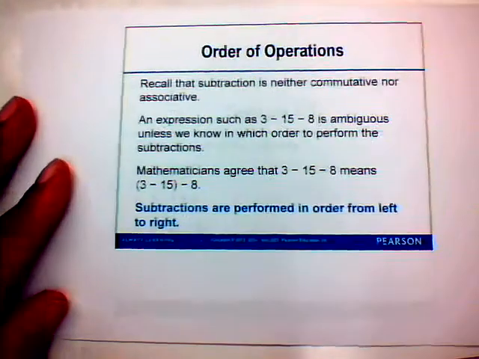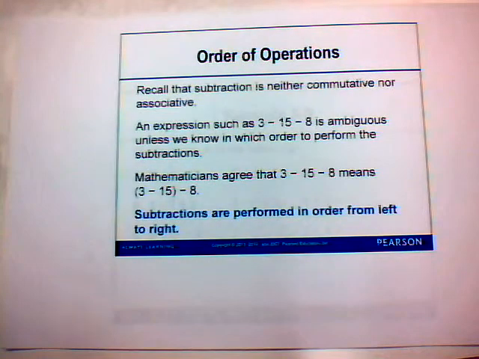All right, next is order of operations. Recall that subtraction is neither commutative nor associative. An expression such as 3 minus 15 minus 8 is ambiguous unless we know in which order to perform the subtractions. Mathematicians agree that 3 minus 15 minus 8 means 3 minus 15 first, and then minus 8. So subtractions are performed in the order from left to right.